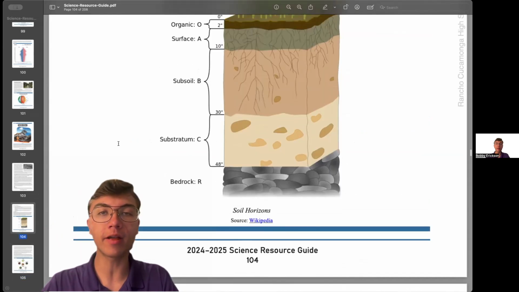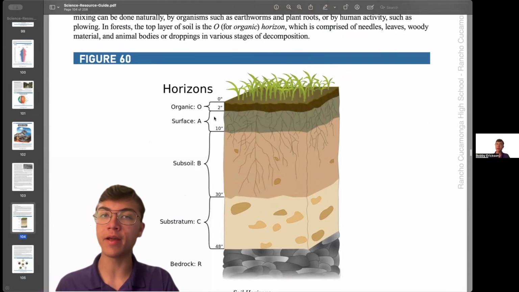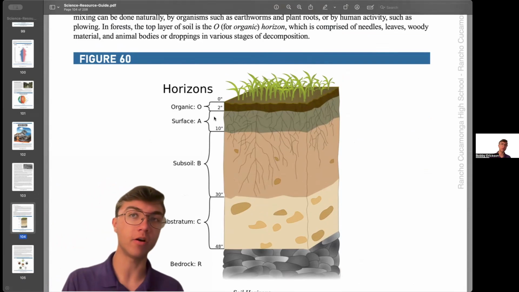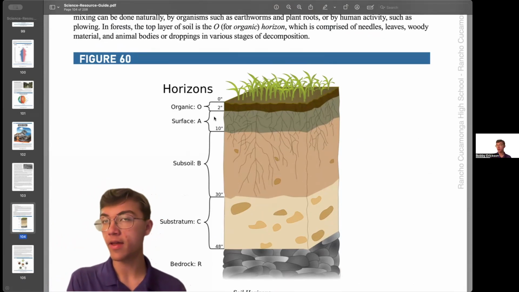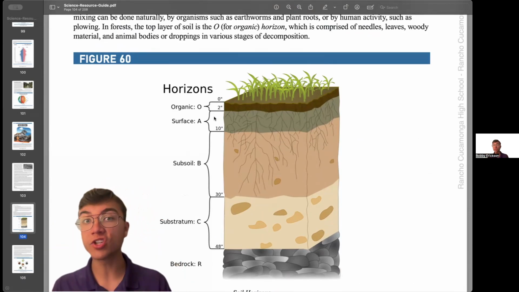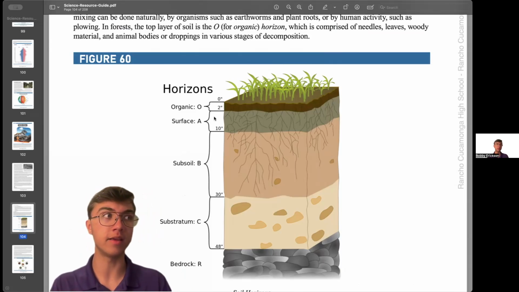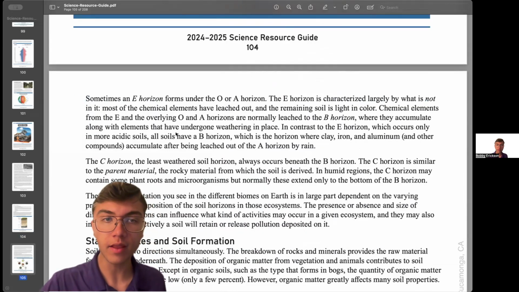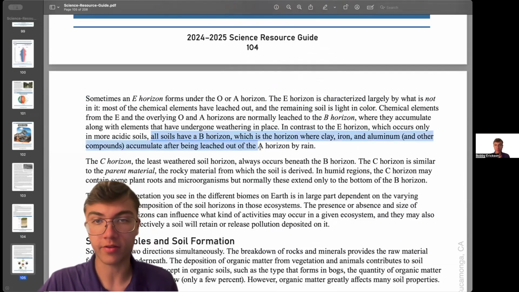So if you're thinking about, okay, when does an E horizon happen? You can think, okay, well, there's leaching happening, which also connects to, okay, well, then the soil must be acidic because it is leaching, and that leaching is the effect of the acidity of the soil itself. Now, all soils have a B horizon, which is where clay, iron, and aluminum and other compounds accumulate after being leached out of the A horizon by rain.